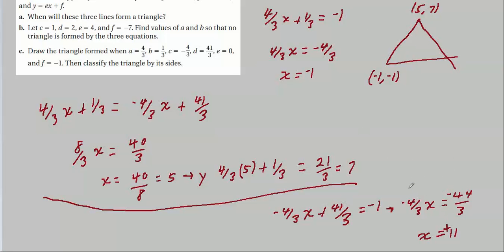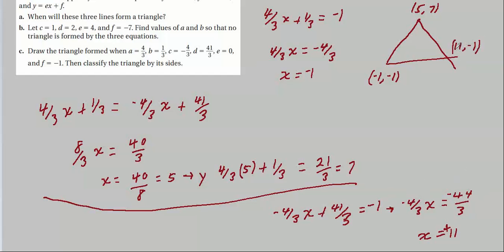I ignored the negative sign over here, and ignored it over here. You're supposed to keep track of them. We multiply through by minus 3/4 on each side and get plus 11 for x. So the point here is 11 comma minus 1.